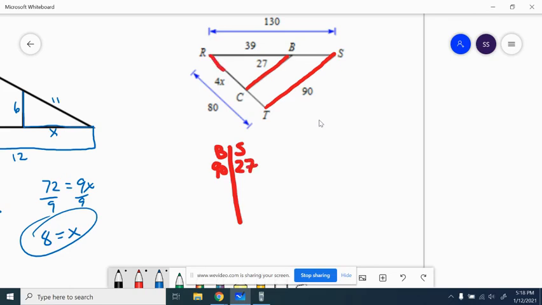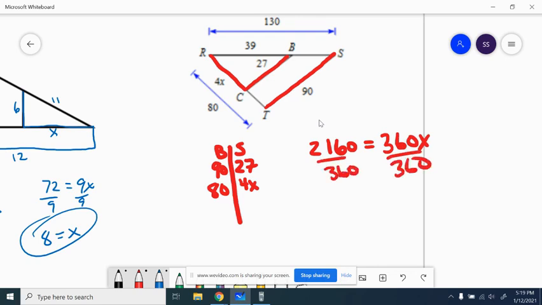So let's look at the bottom leg. So 4x on the small triangle, so you make sure you keep these in the right column. So it's going to go with the s because that's the small triangle. It's going to go with 80 for the big triangle. And now we can just cross multiply and divide. So we're going to do 27 times 80, which is 2,160, is equal to 90 times 4x, which is 360x, and divide by 360, and you're left with x is equal to 6.